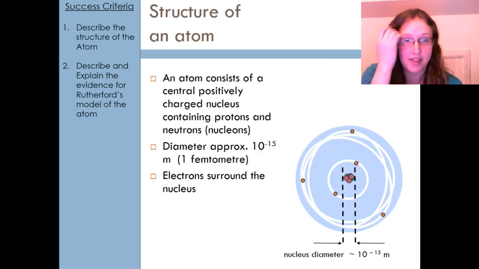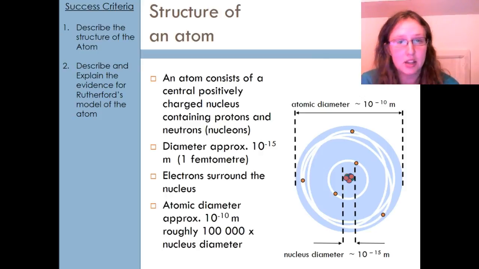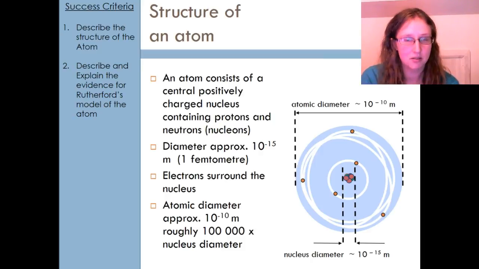We then should know that there are electrons that surround the nucleus that are orbiting it, and if we look at the atomic diameter, so the diameter of the entire atom, it's approximately 10 to the minus 10 meters. And again, that's a number that you're probably going to need to store away because it will be very useful. So it's about 100,000 times bigger than the diameter of the nucleus. Okay, so that should be old hat, except maybe we need to remember the numbers.